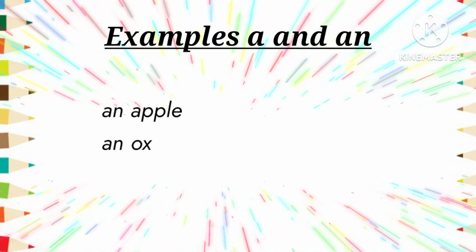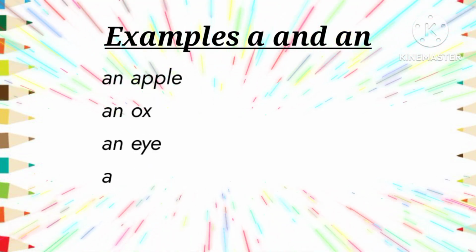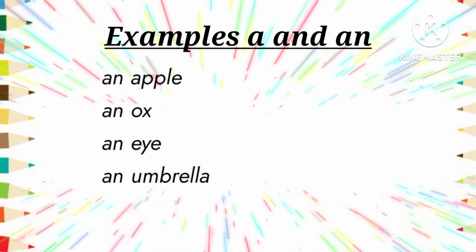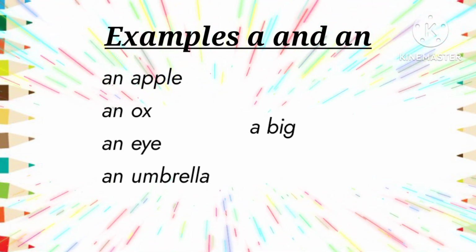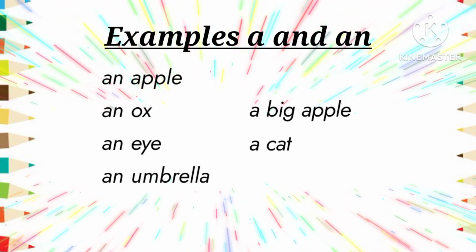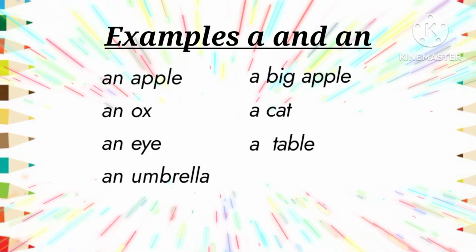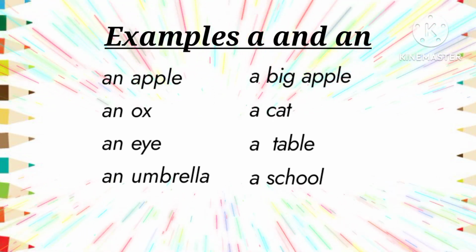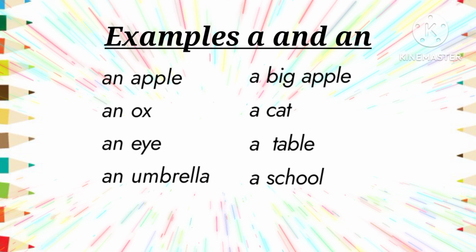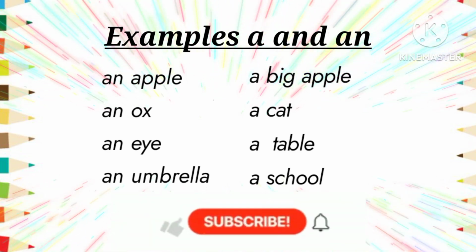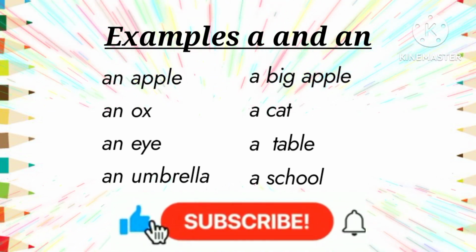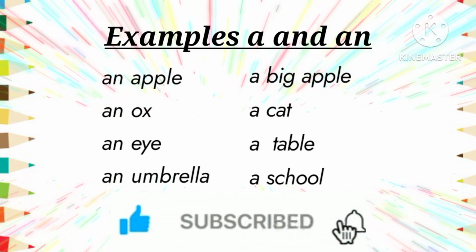An apple, an ox, an eye. Here are a few examples of consonant sounds: a big apple, a cat, a table, a school. Hope it is clear now. If the starting sound is not a vowel sound, we use a. And if the starting sound is a vowel, we use an.